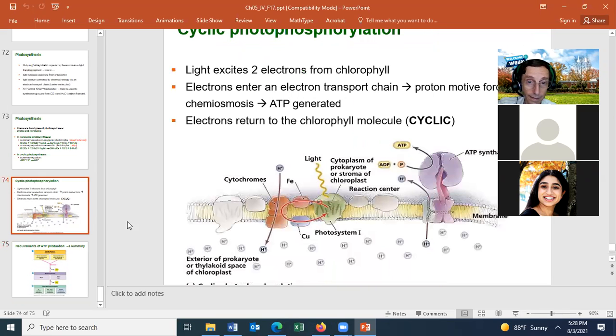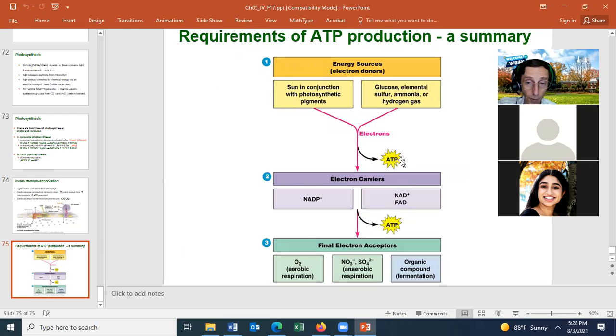For photosynthesis, the electron acceptor is electron donor, meaning the chloroplast. For aerobic respiration, the final electron acceptor is oxygen. For anaerobic respiration, it's some molecule other than oxygen. And then for fermentation, it's an organic chemical compound in the process of respiration, glycolysis and fermentation.